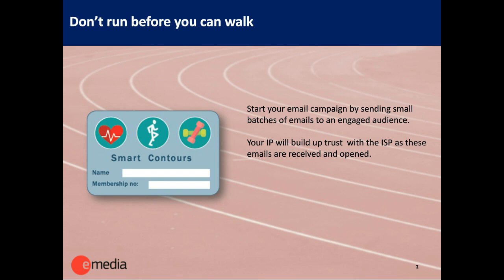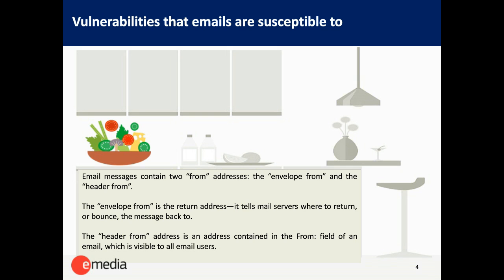That sounds pretty sensible. What kind of vulnerabilities are emails susceptible to? And I mean, how does authentication even relate to this? Chris: Basically, email messages contain two from addresses, the envelope from and the header from. The envelope from is the return address. It tells mail servers where to return or bounce the message back to. It's contained in the hidden email message header, which includes technical detail servers used to understand who the message is for, what software was used to compose it, etc. The header from address is an address contained in the from field of an email, which is visible to all email users. Both of these addresses can be spoofed by cybercriminals relatively easily.